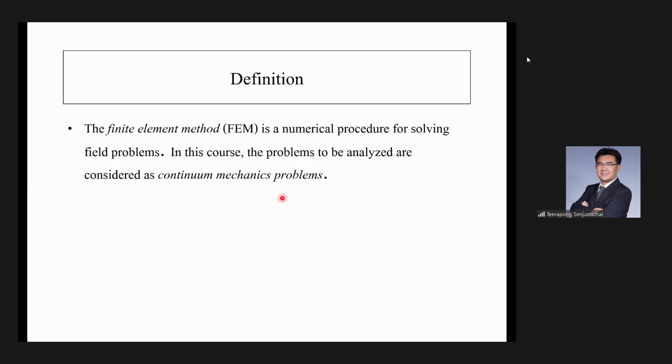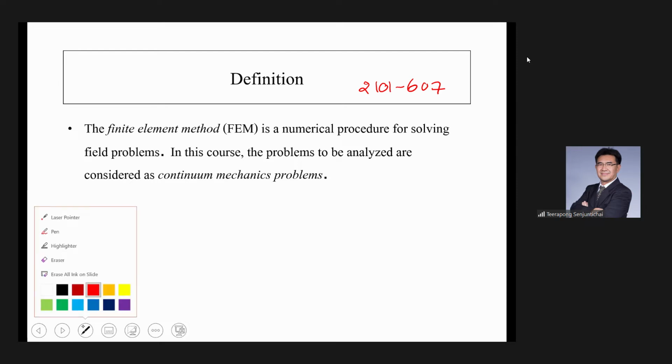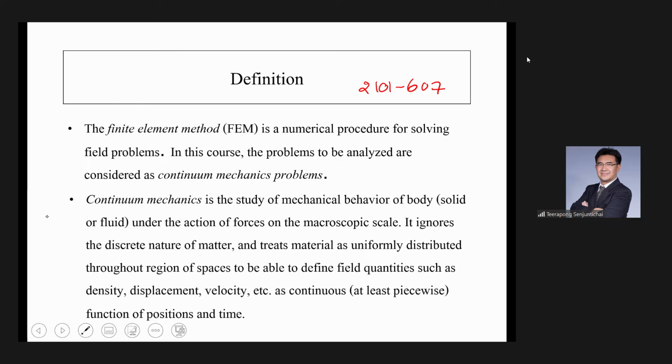So what is a solid mechanics problem? Those who already passed advanced mechanics of materials should know what a solid mechanics problem is. But anyway, I will just copy the definition from that course and put it here again.